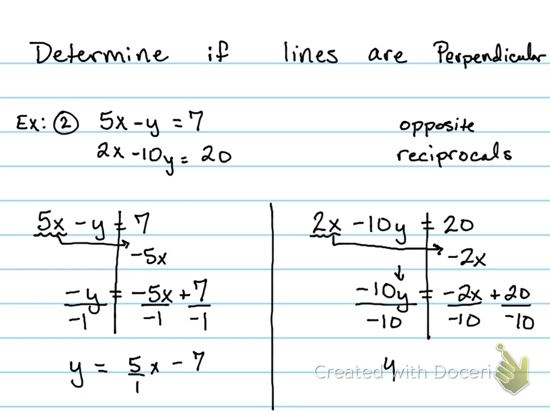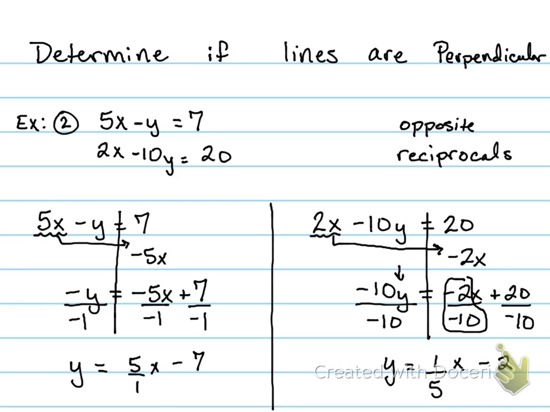Okay, when we simplify all this out, negative 2 over 10, a negative over a negative, is a positive. You can divide both of these by 2 as well. And we're going to get a positive 1 over 5x minus 2.